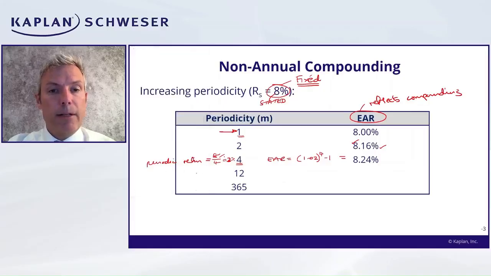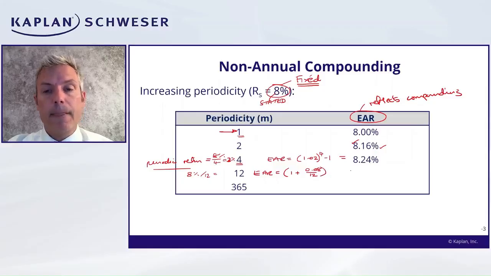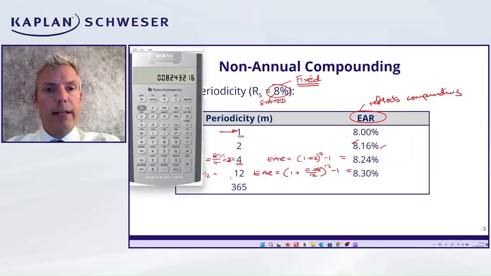Get your periodic return by taking the flat quoted rate of 8%, dividing by the periodicity. So 8 divided by 12 is 2/3, isn't it? What you could do is say your effective annual rate of return here is going to be 1 plus 0.08 divided by 12. That's your periodic rate. Then you compound that up 12 times and subtract 1, and you should be getting 8.3. We'll just check that we can get that.